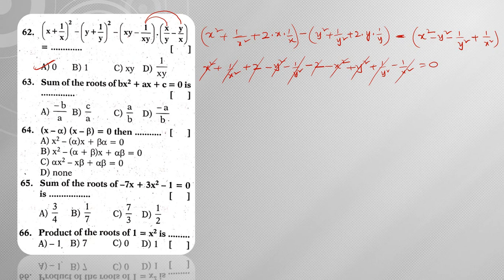Otherwise you can do it the other way. a square minus b square can be written as (a plus b) into (a minus b). So based on that also we can do it. Right? Next, moving on to question number 63.